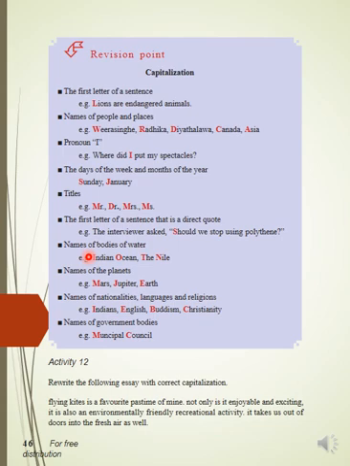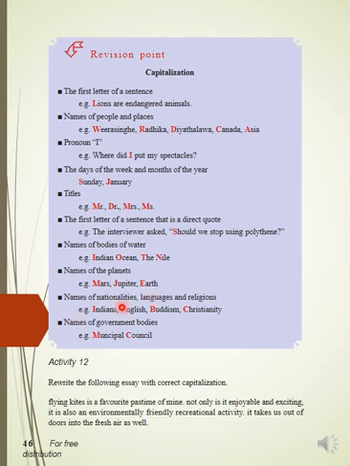Although the words are two, you have to give priority and capitalize each. Names of the planets: Mars, Jupiter, Earth, all the planets should be in capitals. The first letter of the planet should be capital. Names of nationalities, languages, religions: when you are writing a nationality, Indians, the first letter should be capital. When you are writing a language, the first letter should be capital. When you are writing a religion, Buddhism, B should be capital. The first letter should be capital for religions.